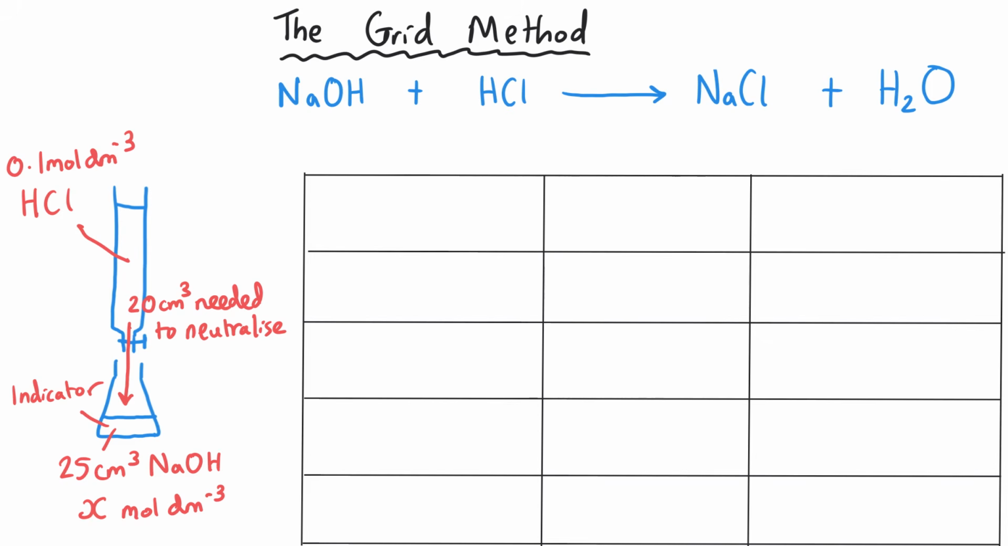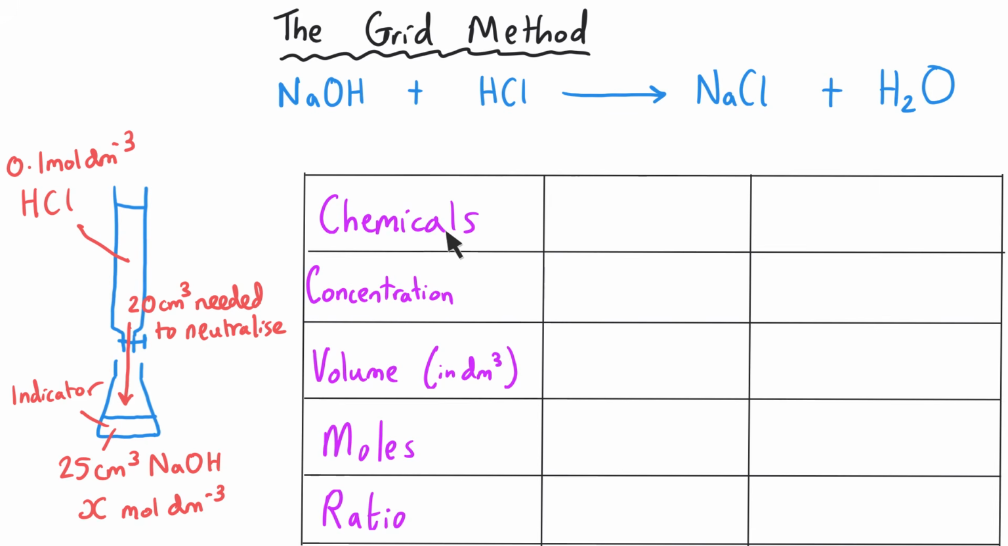We've been presented with an equation for the reaction. You can see that sodium hydroxide reacts with hydrochloric acid in a 1-to-1 ratio, and we know that because there are no numbers in the equation. Everything is 1-to-1. The grid has the following headings. We've got chemicals on the left-hand side, the top row. And this is always the two chemicals that are in the conical flask and the burette. It doesn't matter which way round you put them. Let's put the hydrochloric acid here and the sodium hydroxide here. Then our next headings are concentration in moles per decimetre cubed, volume in decimetre cubed, moles, and then mole ratio. Now let's tackle that first.